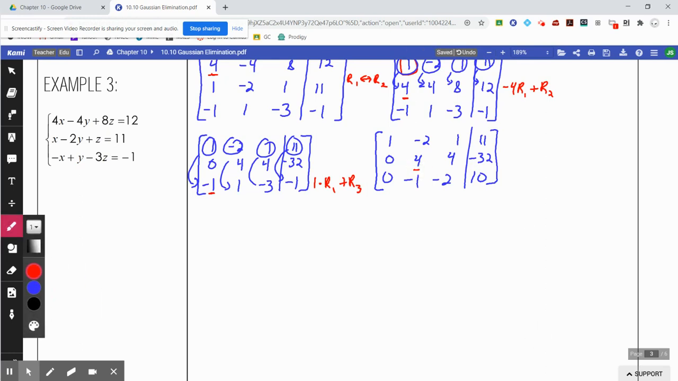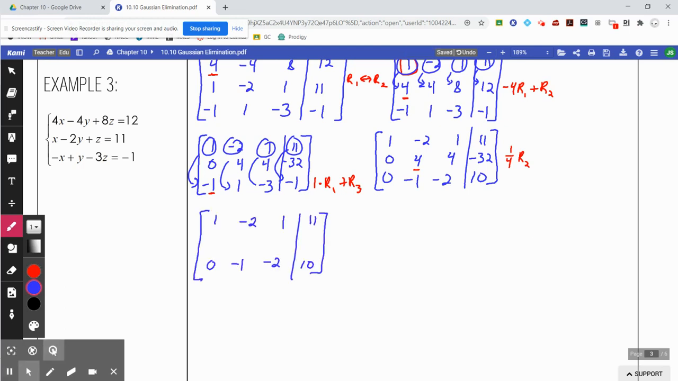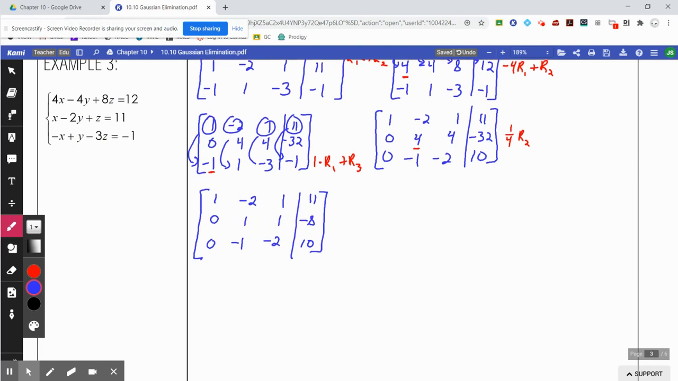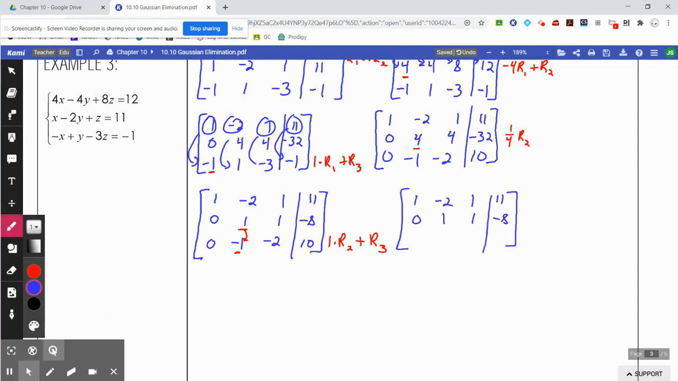Very easy because everything's a multiple of 4. So all I'm going to do is 1/4 of row 2, and that's going to make it a 1. Rows 1 and 3 stay the same. And when you do 1/4 of row 2, you have 0, 1, 1, and -8. Again, we now move over, stay with that second column, and we're now going to use that to make this a 0. So what can I add to this to make it 0? And that's a 1. So we're going to do 1 times row 2. We're going to add it to row 3, and that only changes row 3. So let's go ahead and recopy row 1 and 2, and let's change row 3.